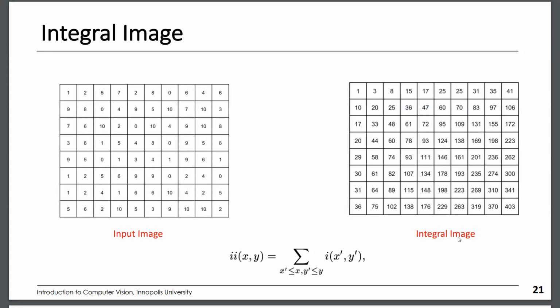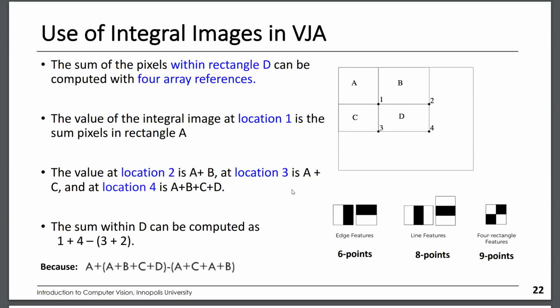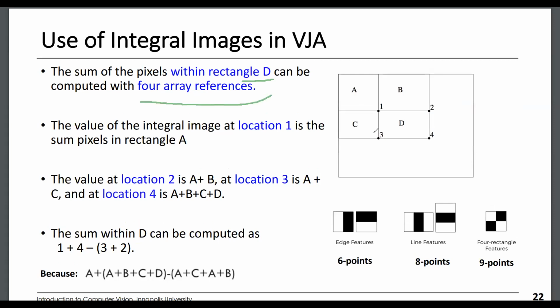So you already prepared the sum. Doesn't matter if you're going to do the sum of this region or this region, you already have the sum. This sum would help us calculate. So let's say the sum of pixels within the rectangle D can be computed with 4 array references, right? So this is D, this is what we're trying to compute.